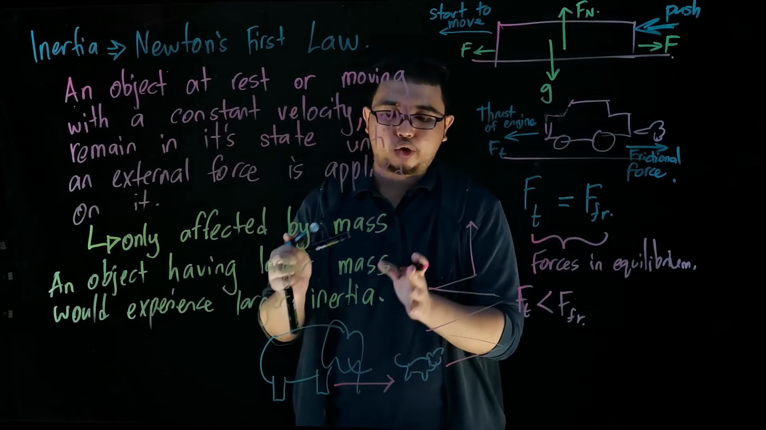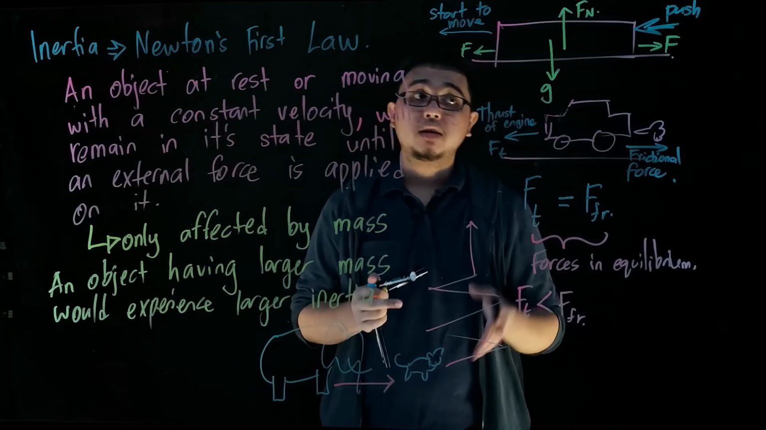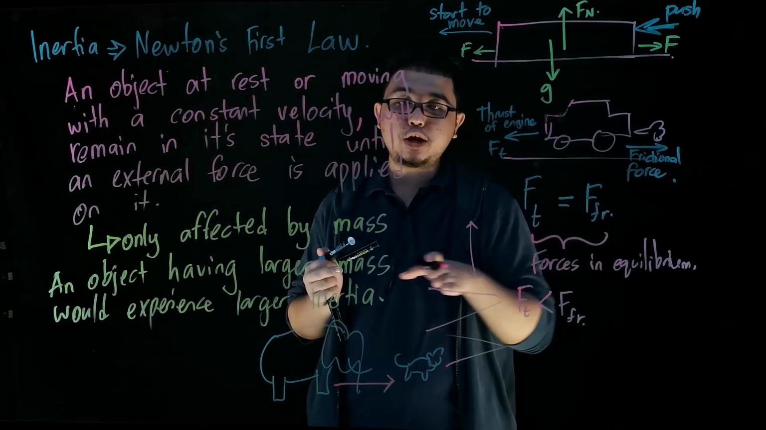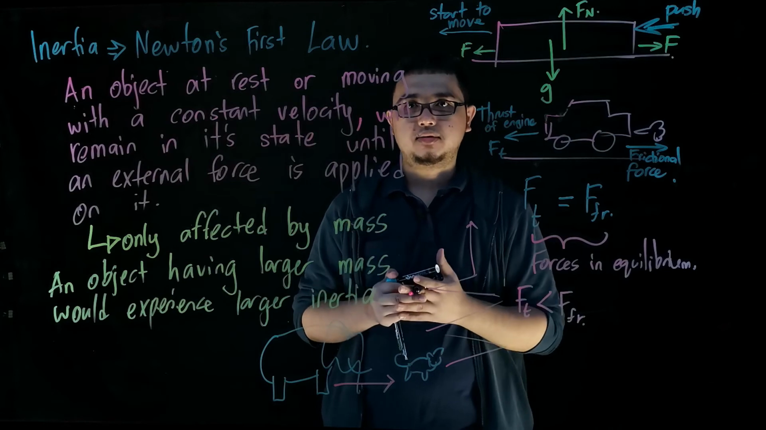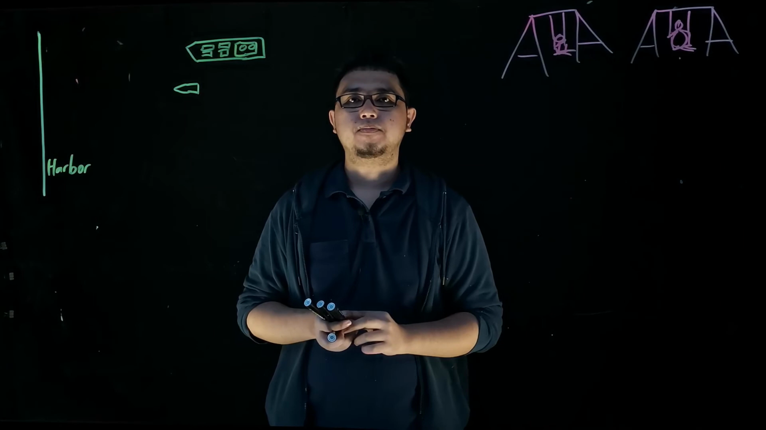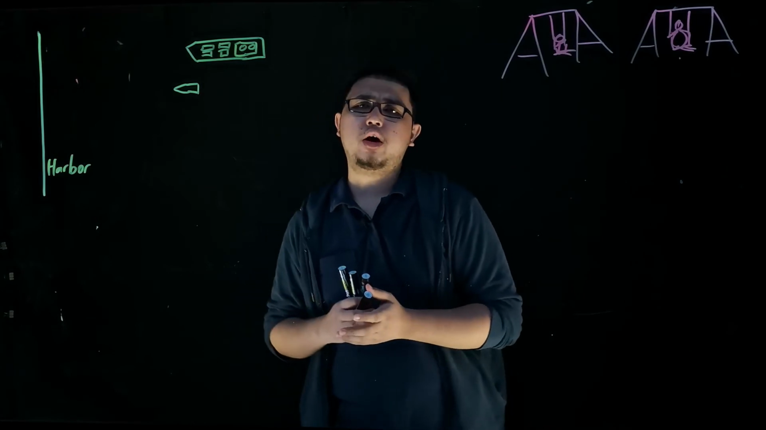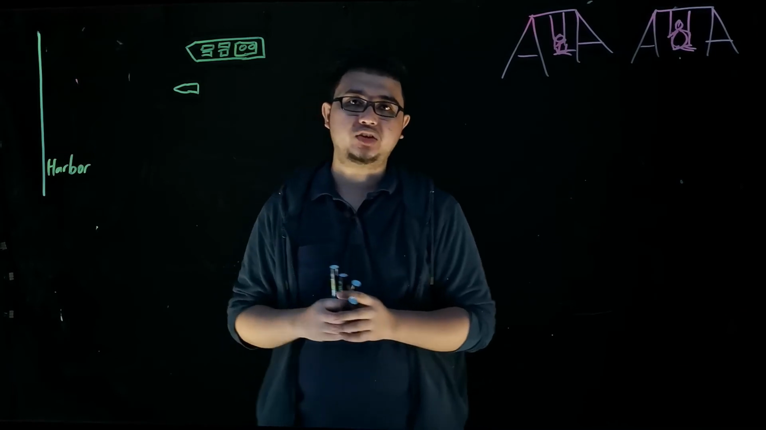We can see this not only in animals, we can also see it in vehicles. Smaller cars can maneuver easily compared to larger trucks. And now we're going to take a look at some of the questions that can come out for your examination.